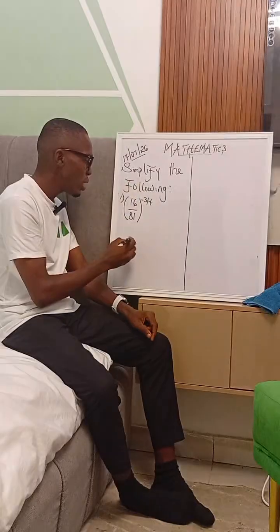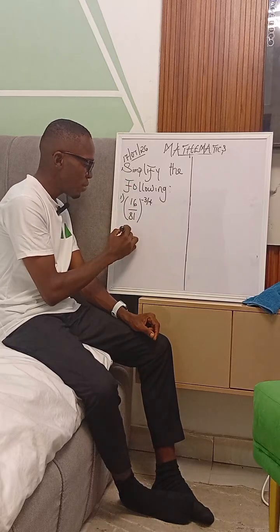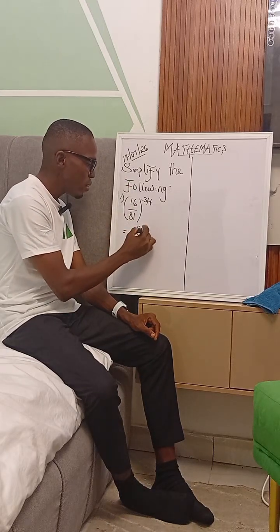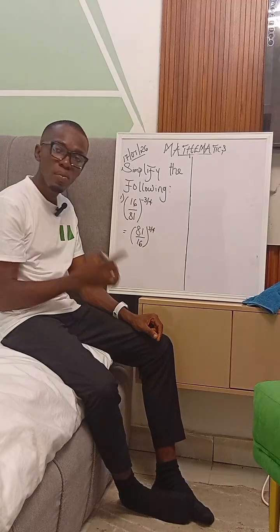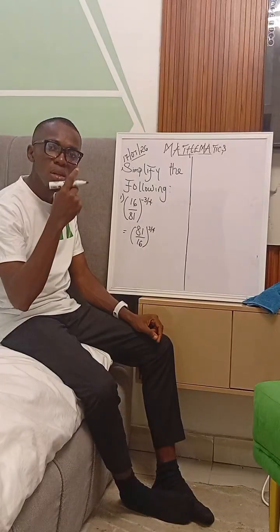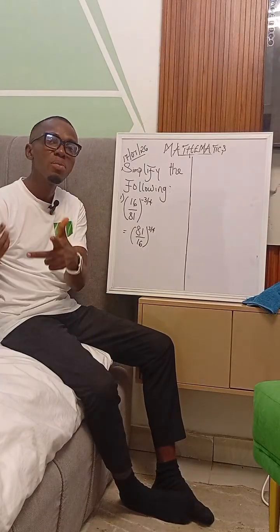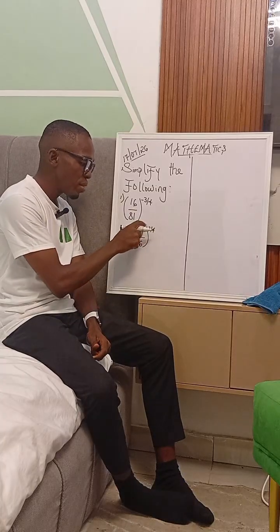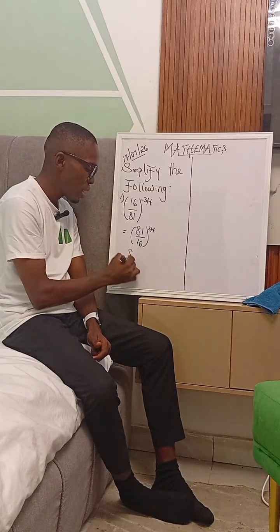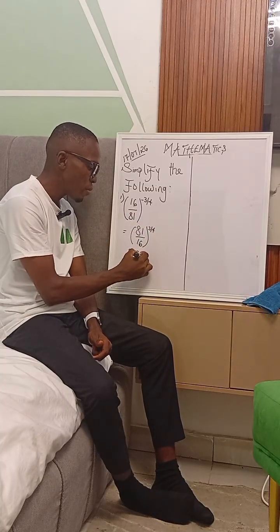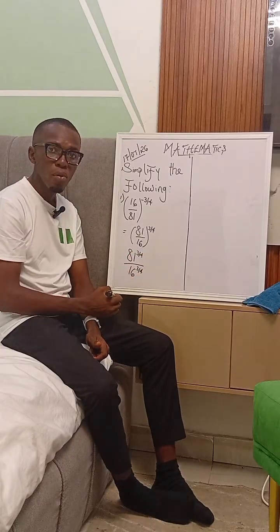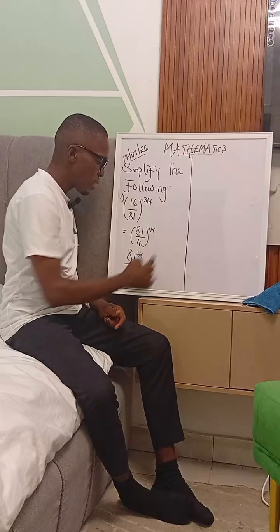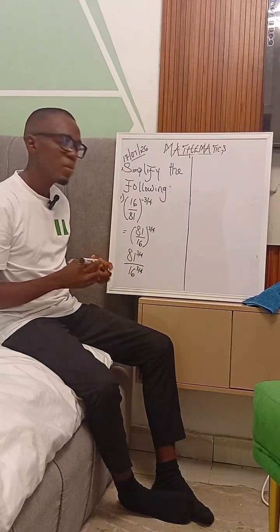So what do we do? To take away the negative sign, this becomes the inverse of it, and that would now be 81 over 16 all to the power of 3 over 4. Now we can go further by using the product power law, so that this power is affecting 81 and 16. So I'll be having 81 to the power of 3 over 4 all over 16 to the power of 3 over 4.